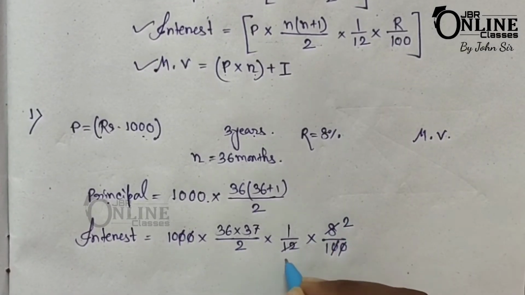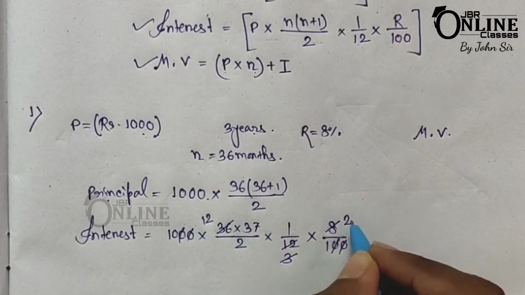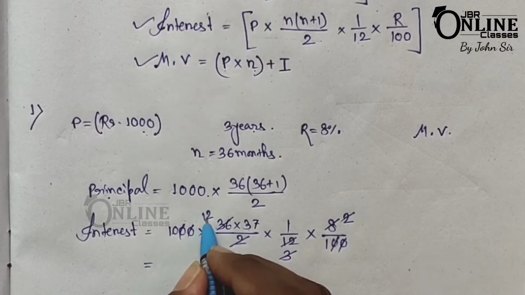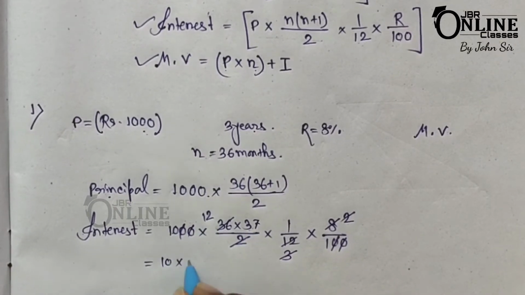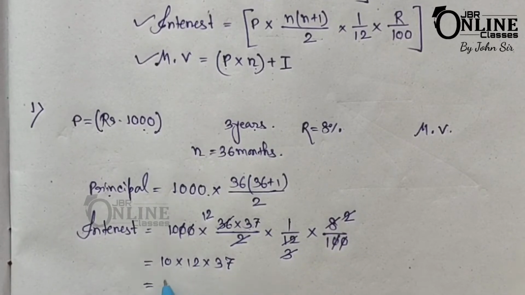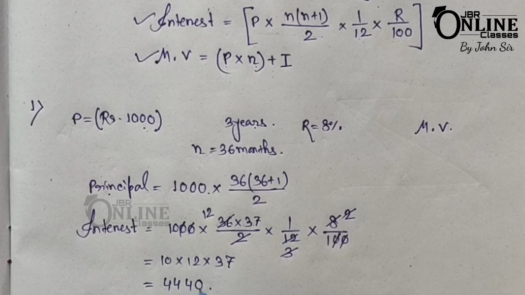Next, 4 2s are 8, 4 3s are 12, 2 2 cancel out. So finally 10 into 12 into 37, and that equals 4440. So here the interest equals 4440.